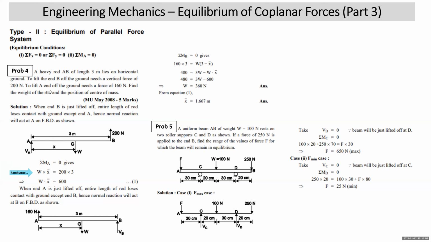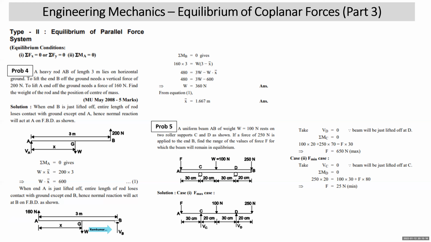Now, other case, what he has mentioned is that if you want to lift off A, you need a force of 160 Newton. Just to lift off the rod, you need a force of 160 Newton. When you have applied a force at A to lift off the rod, you'll see that entire length will lose contact with the plane except end B. So normal reaction in the second observation will come at end B.